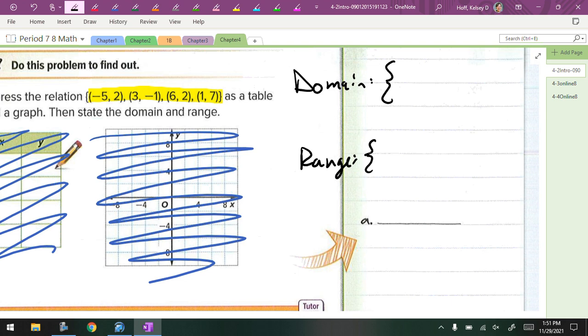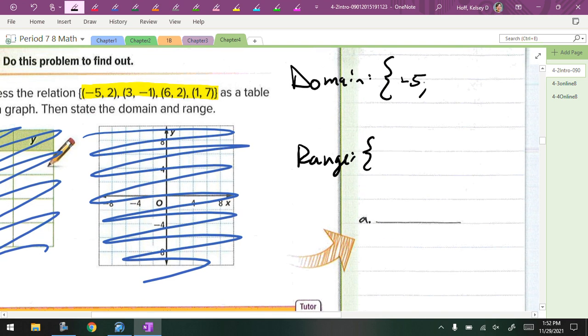Nolan, what's the first number you wrote down for your domain? -5. McKinley, what'd you write next? 3. Rebecca, what'd you write next? 6. And Kennedy, 1. Nicely done. Could you have them in a different order? Absolutely, but you have to have those 4 numbers.